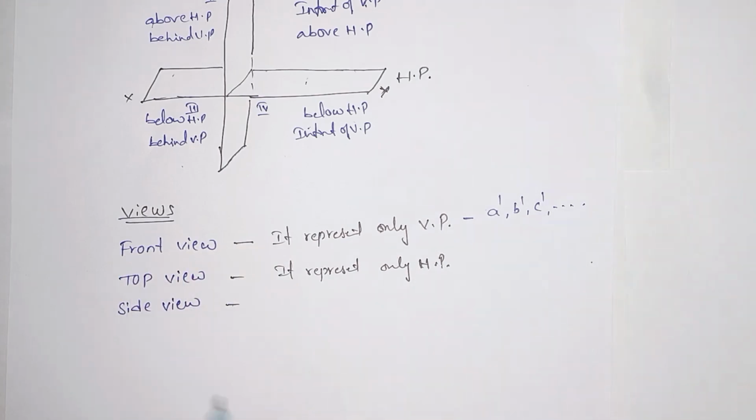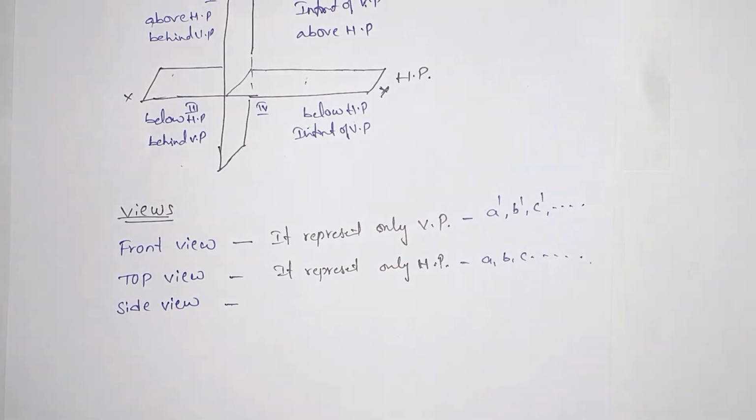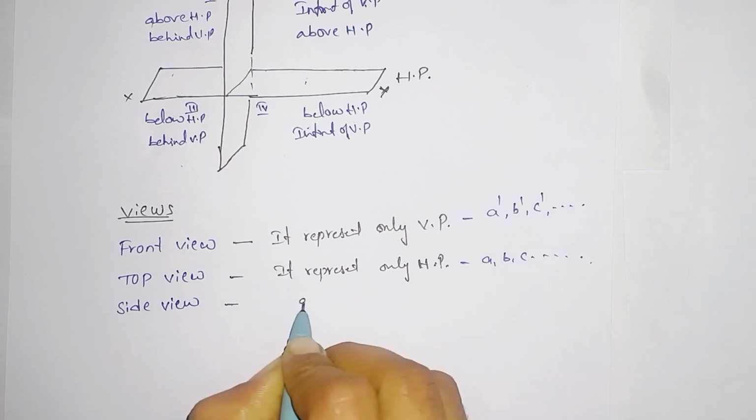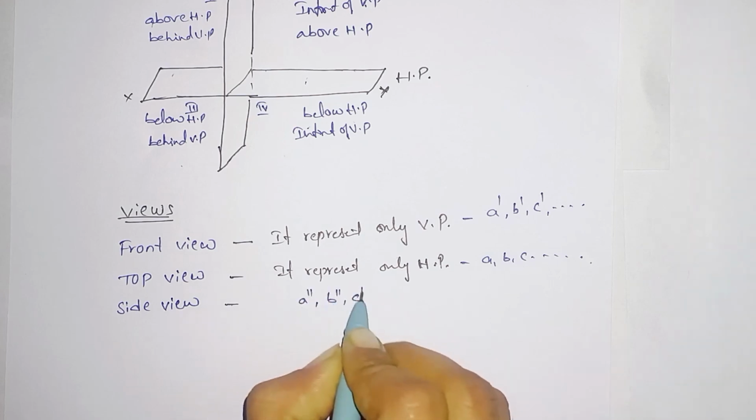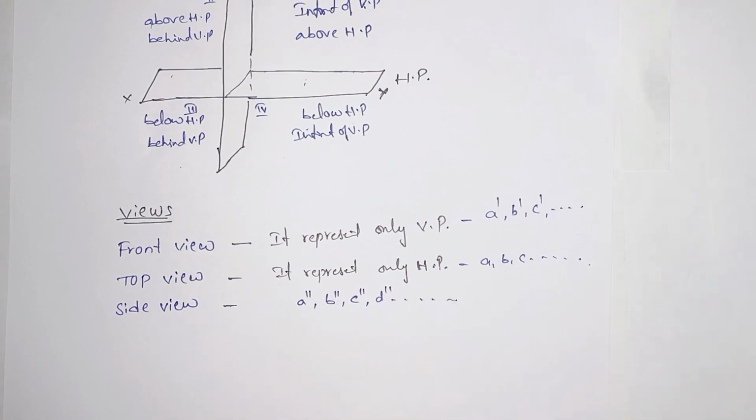The top view is represented by names like A, B, C, or P, Q, R, S, T. Any name with a prime means a front view. A normal name without prime means a top view. The side view is represented as A double prime, B double prime, C double prime, D double prime, and so on. Double prime means a side view.